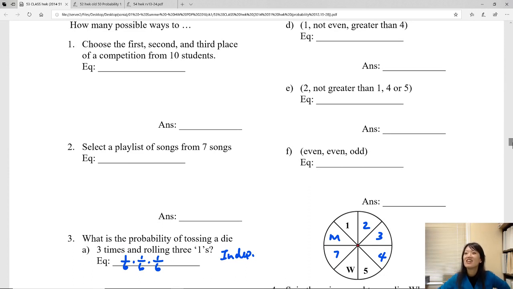Yes, Chi. I forgot to bring my homework. Oh, you don't have your homework. Okay. I finished it. Okay. You can bring it next time. Okay.